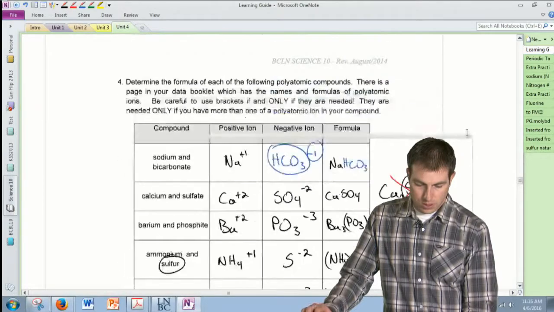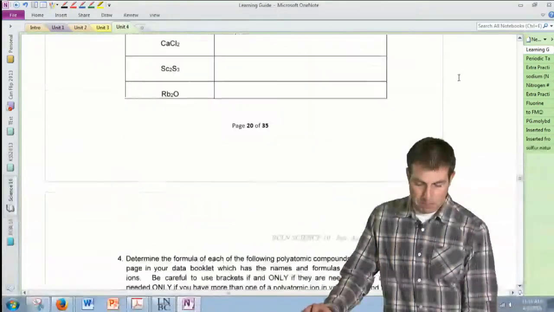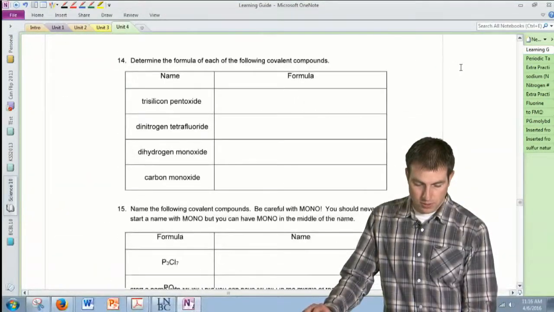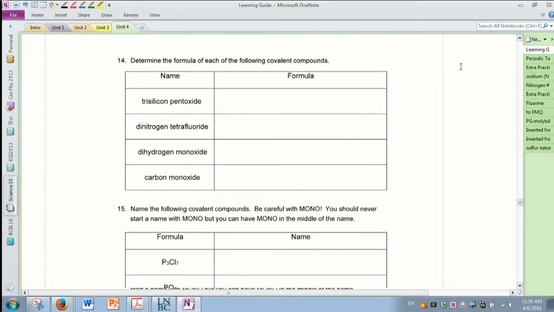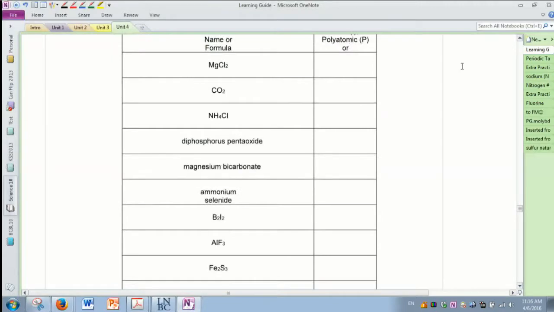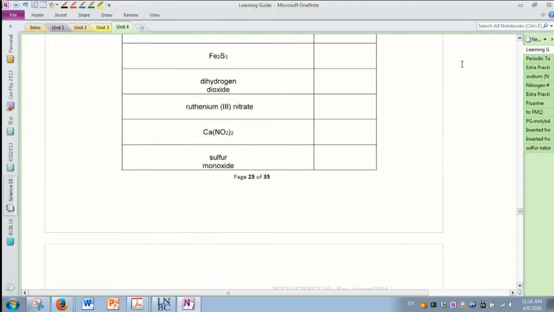The questions you've gone through, the 4.2 practice, you should be good up to page 25. These are some covalent ones as a bit of an introduction, naming them. And then this is a chart that asks you to identify the differences between them. So we should be good up to here. Today is the 6th. You should be at the end of page 25.